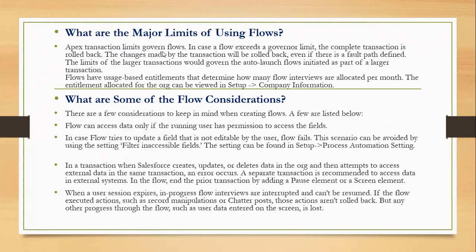Next, what are the major limits of using flow? Apex transaction limits apply to flow. In case of flow exceeding the governor limits, the complete transaction is rolled back. The changes made by the transaction will be rolled back even if there is a fault path defined. The limits of the transaction will be governed when the flow is auto launched or integrated as a part of a larger transaction.